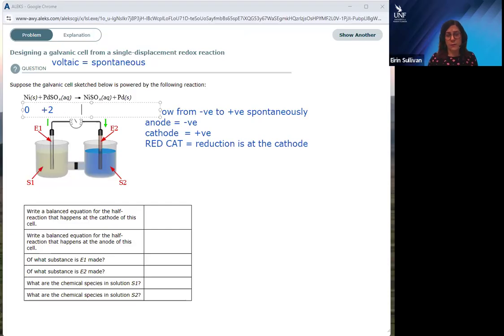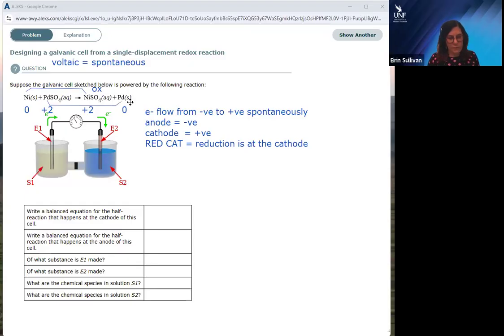I'm not going to worry about assigning oxidation states to everything in the sulfate anion because I can see over here we have nickel 2 sulfate. So that means that sulfate must be our spectator ion. And then we have solid palladium. So we can see from looking at the oxidation state that nickel is being oxidized from nickel metal to nickel 2 plus. And we can see that palladium is being reduced from the plus 2 oxidation state to palladium metal.